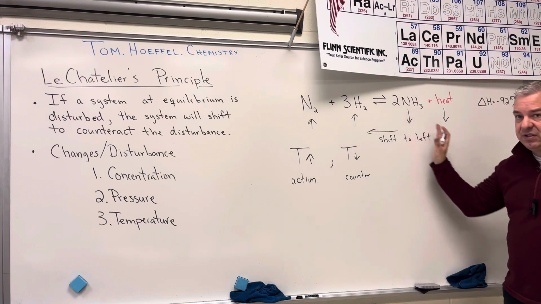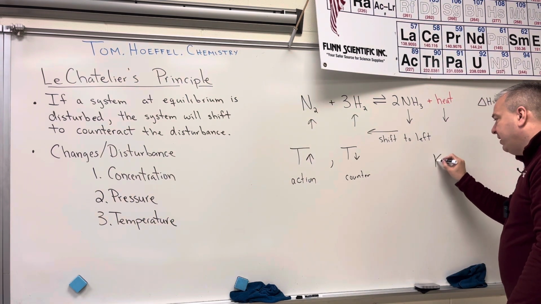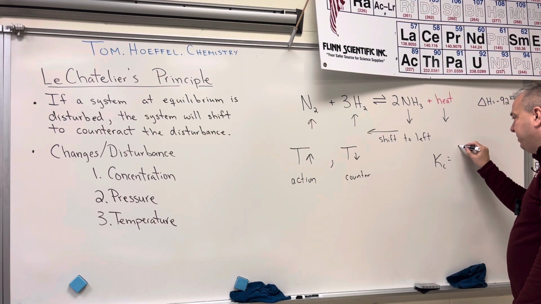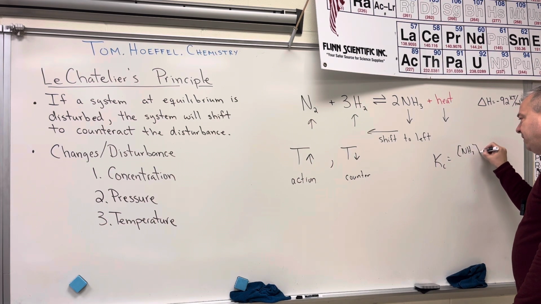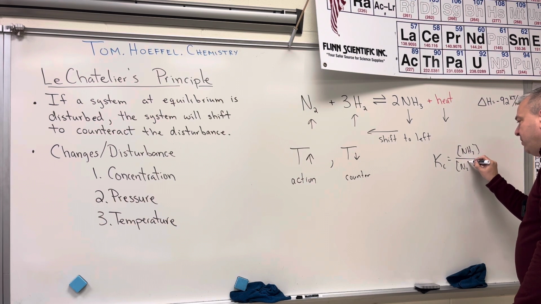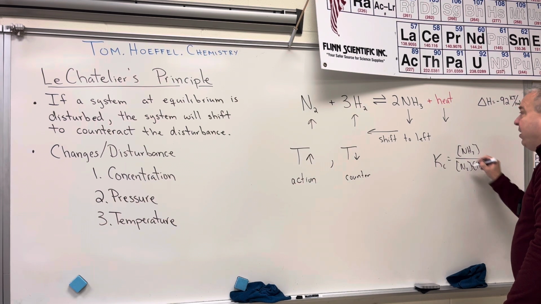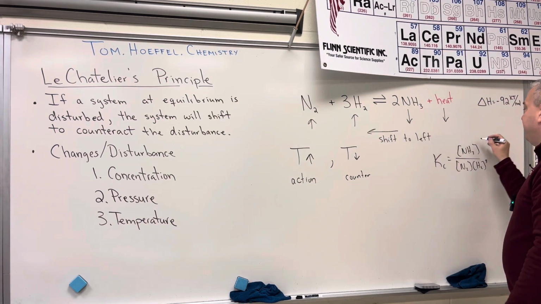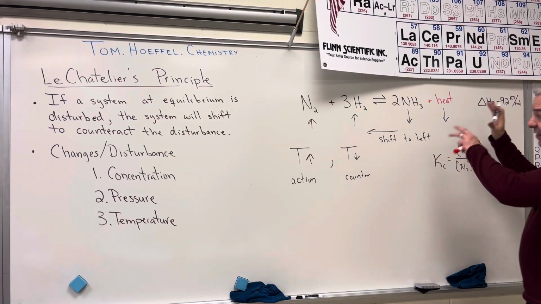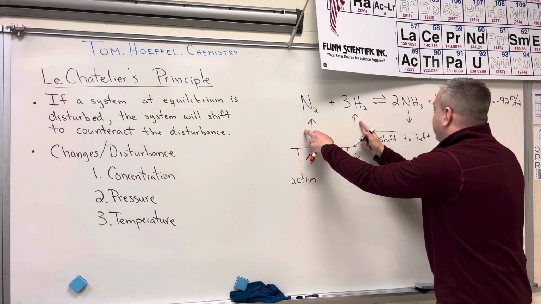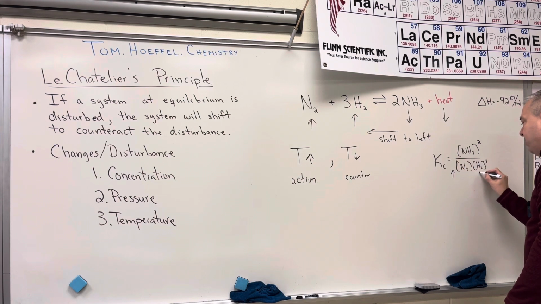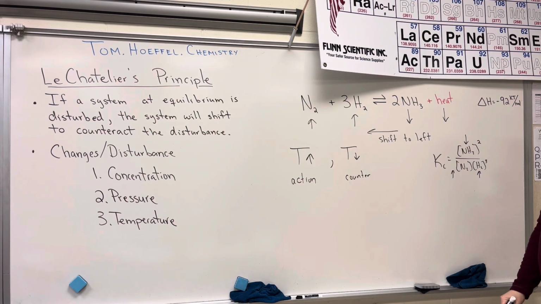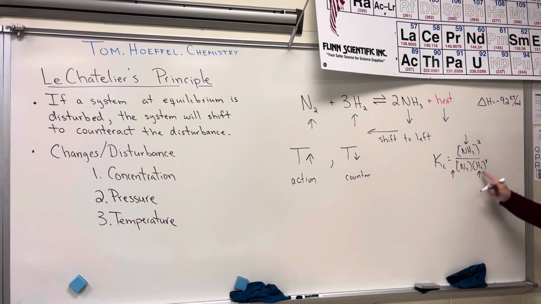So when this shifts to the left, and we take a look at our Kc value, remember that's going to be the products over the reactants, where the exponents are the coefficients in the equation. So 3 on the hydrogen and 2 on the NH3. If this shifts to the left, these guys are going to go up. So this value is going to go up, this value is going to go up, and this value is going to go down. What does that do to my Kc value? It's going to end up making it lower.